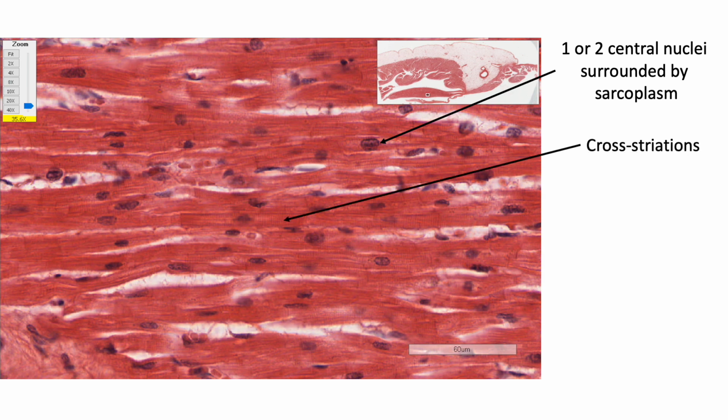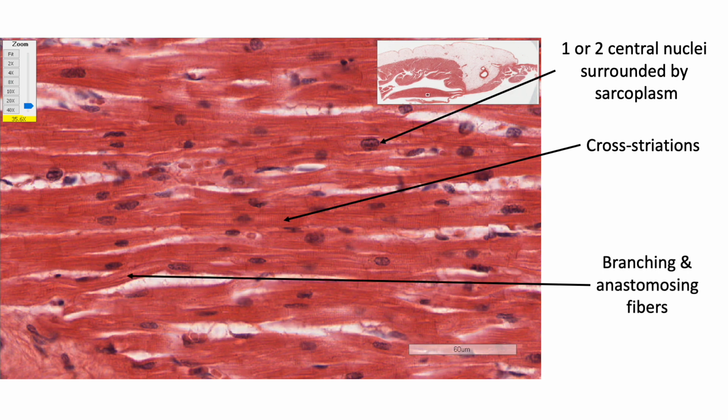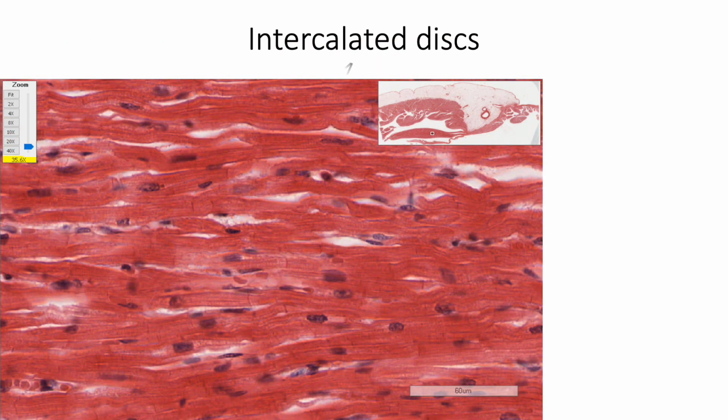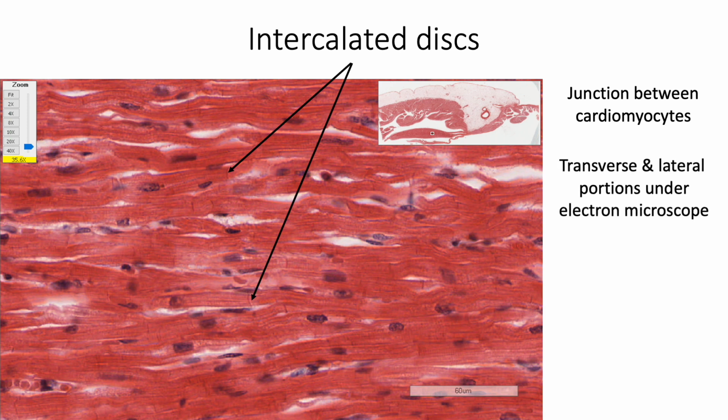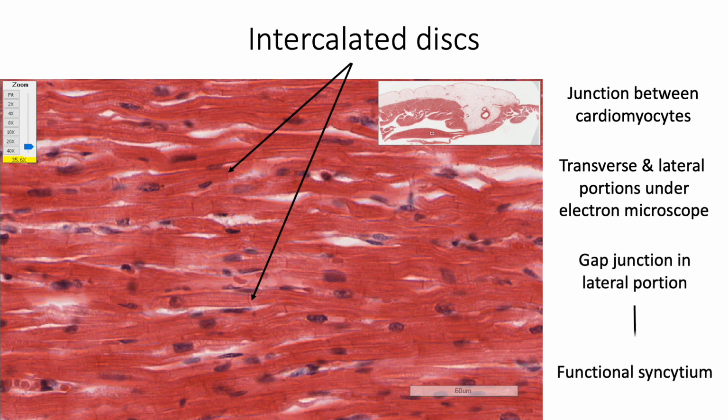Cross striations are seen due to regular arrangement of myofilaments. These fibers are branching and anastomosing, and we see the presence of intercalated discs. Intercalated discs represent junctions between two adjacent cardiomyocytes. When we see it under the electron microscope, there are transverse and lateral portions in the intercalated discs. The lateral portion has gap junctions in them, which will allow electrical coupling so that the cardiac muscle functions as a functional syncytium.